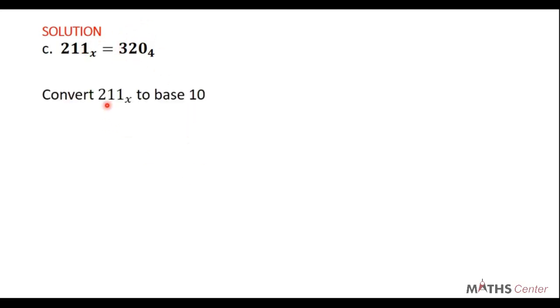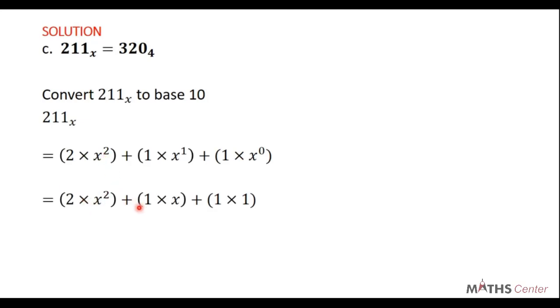In converting 211 base x to base 10, we use the same principles as we have been doing. So we have 2 times x plus 1 times x plus 1 times x. Then we order the powers, 0, 1, 2. Remember, x is the base, so the powers will be given to the x's. So this is going to give us 2 times x squared plus 1 times x plus 1 times 1, since x exponent 0 is 1. So it means that we have converted this to base 10.